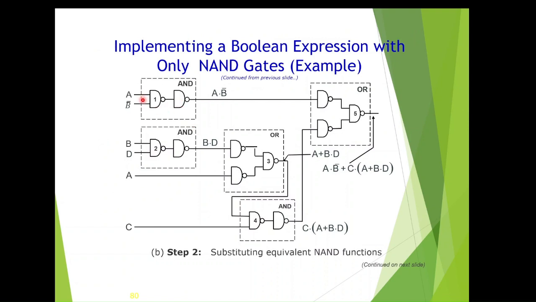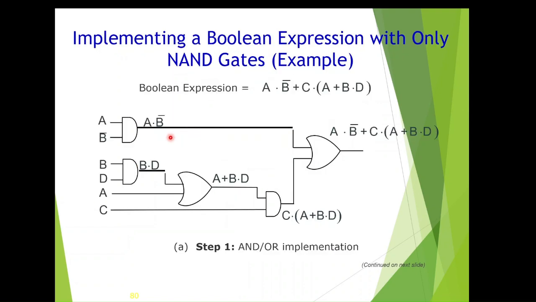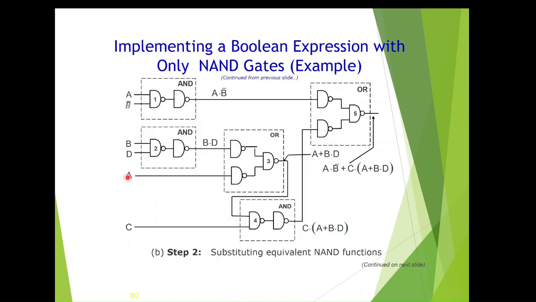So for A, B bar, as I told, we have to put one bubble. If I put a bubble, then to compensate for that, we have to put an inverter. That's this inverter. Similarly, B and D is also an AND gate here, so we are converting it into a NAND. We insert one bubble on the output side, and to compensate for that, we have to put an inverter.